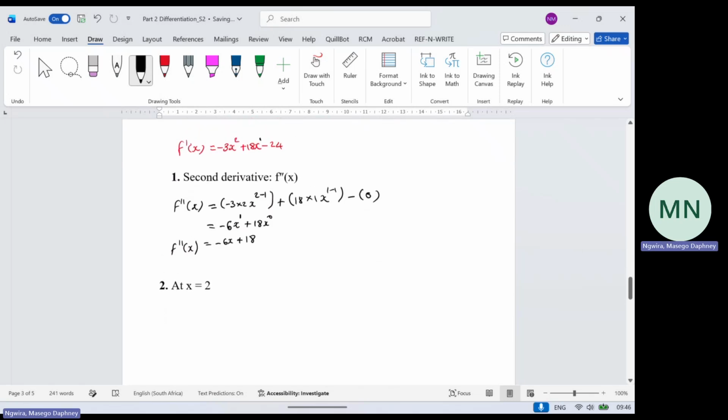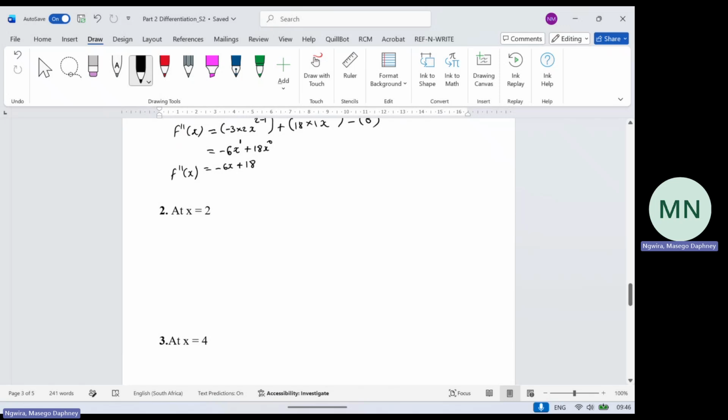Okay. And then now after we find f prime prime, we are going to now find the minimum and the maximum using the second derivative. So we are going to check with our turning points whether it's a minimum or maximum. So let's start with 2 and see if it's a minimum or maximum. So it means we're going to substitute x is equals to 2 into our second derivative. Remember, our second derivative is negative 6x plus 18. So we are going to substitute. So this will be 2, wherever we see x, we put 2. And then our answer will be 6.